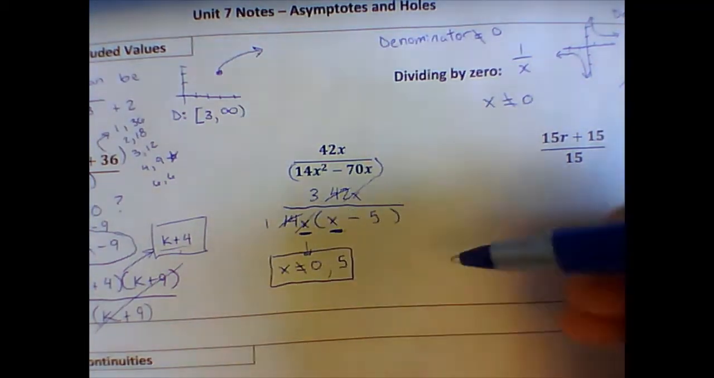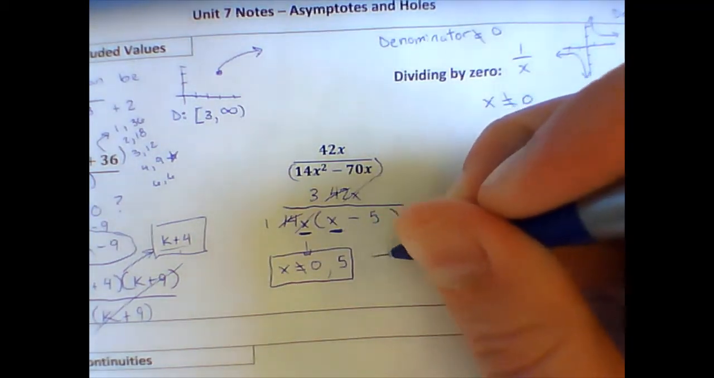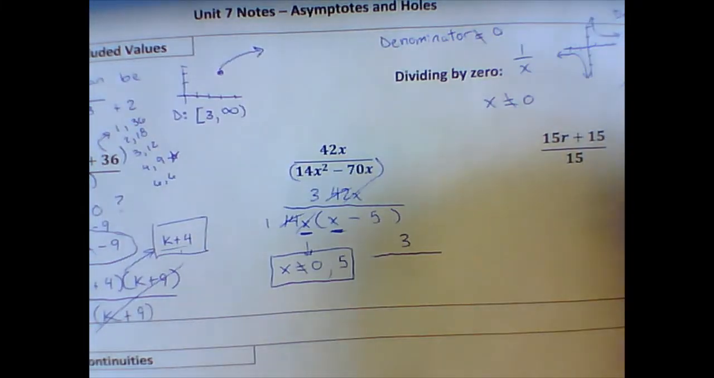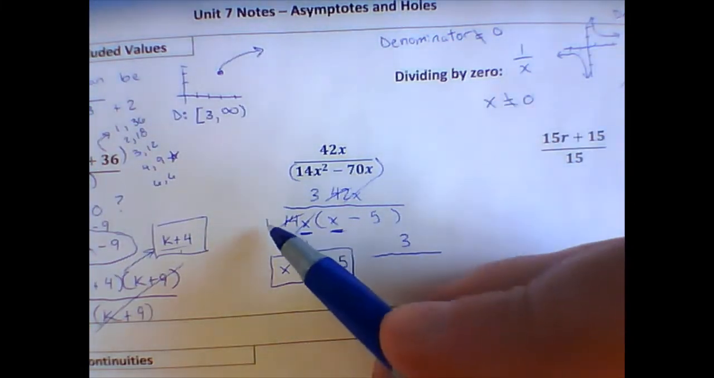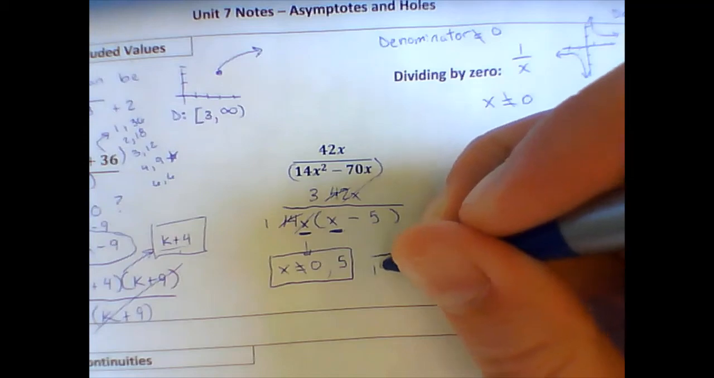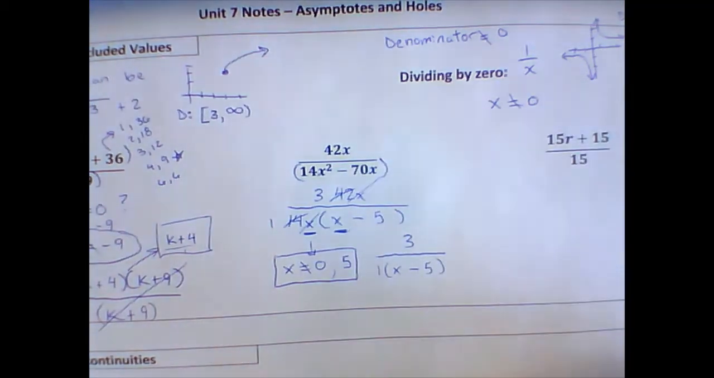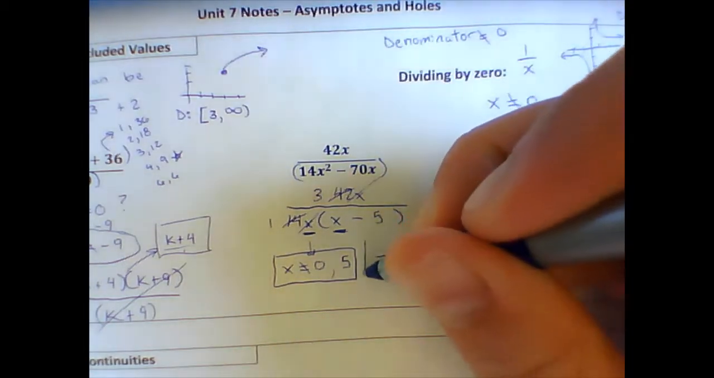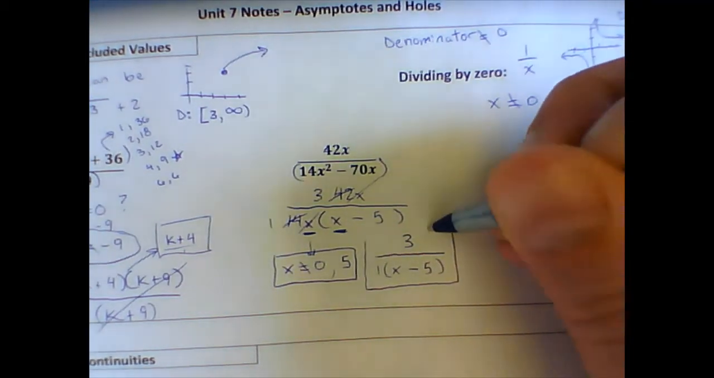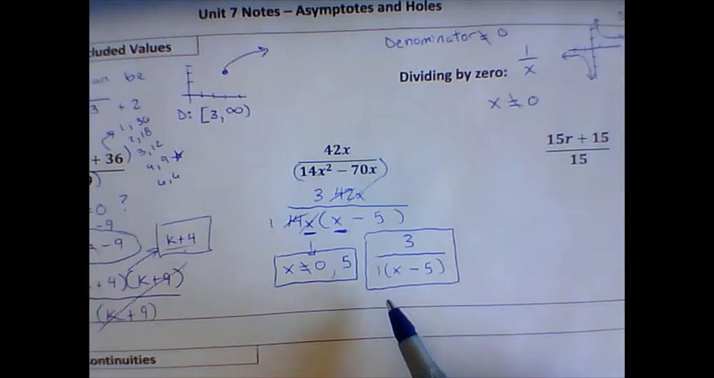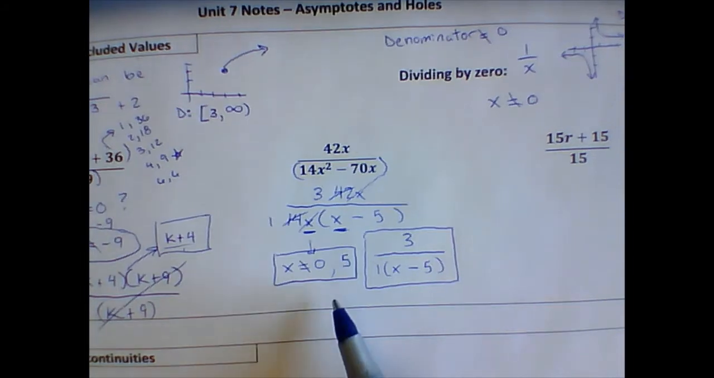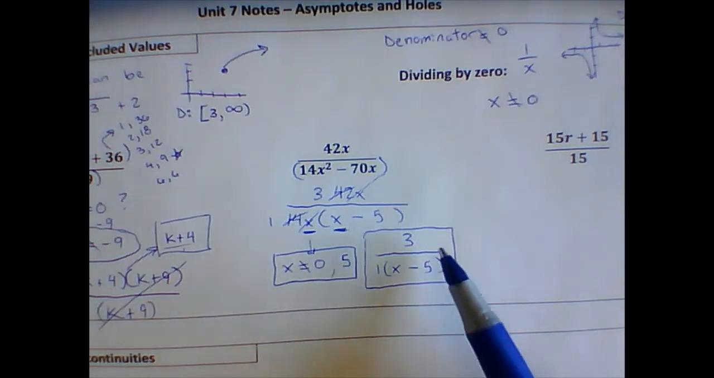Okay, so there's a 3 that remains on top. The x on top canceled. And then on the bottom, there's that 1 on the outside. A lot of people will hide that 1, but just so you know that it's there, it is there. Okay, and the group x minus 5. And again, most people are going to hide that 1, and so the only thing on the bottom is the x minus 5. So you've got excluded values, and you've got a simplified function.